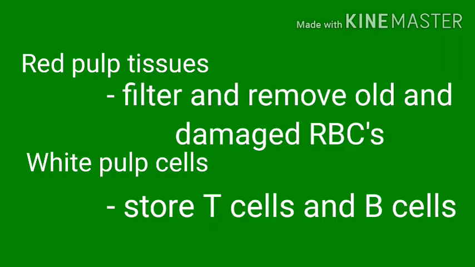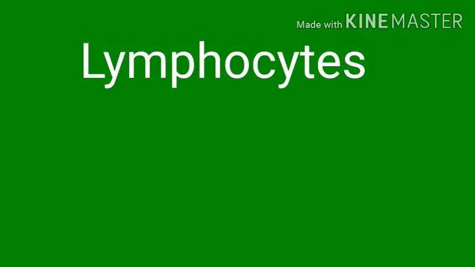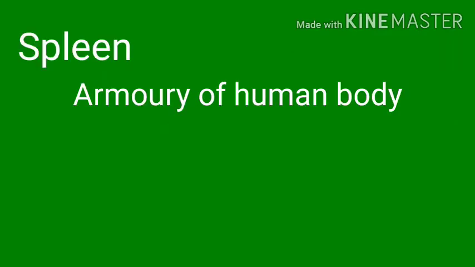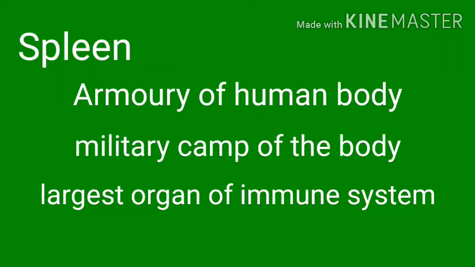T cells means T lymphocytes. B cells means B lymphocytes. The lymphocytes which identify and destroy the pathogenic bacteria, viruses, etc. that enter the body are produced in the spleen and the lymph nodes. That is why the spleen is considered the armory of the human body, or the military camp of the body.